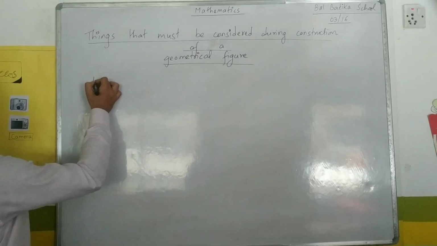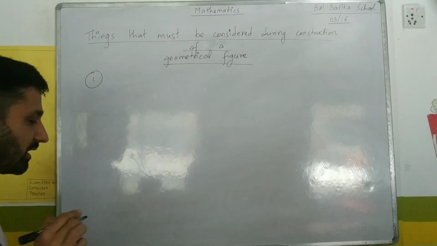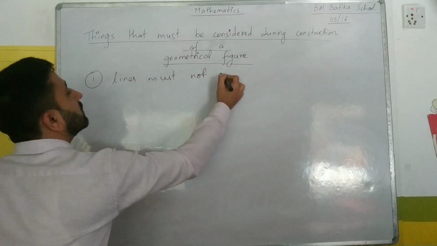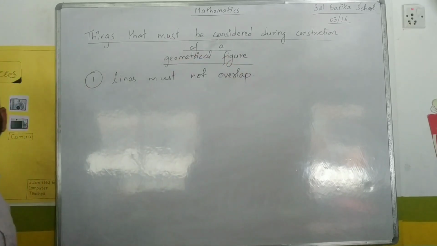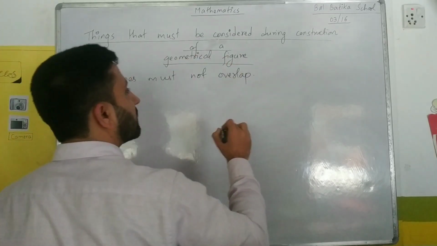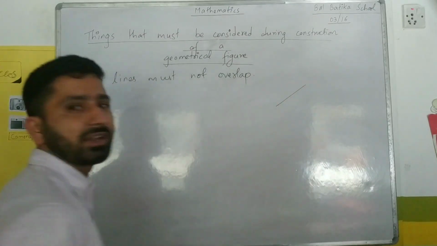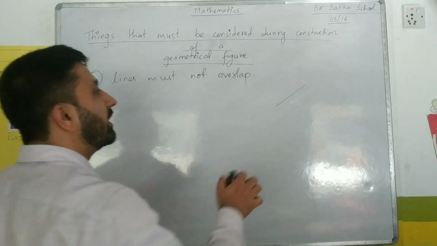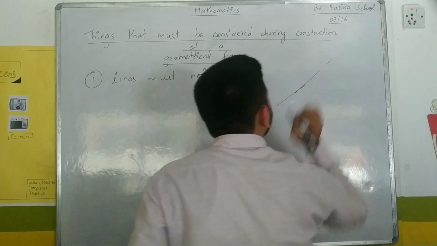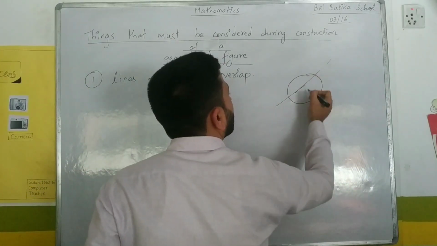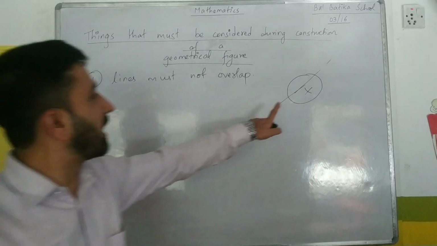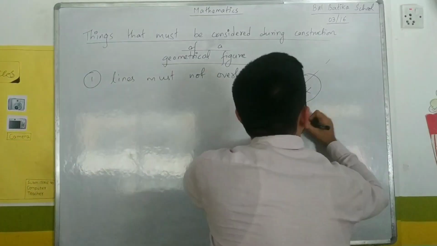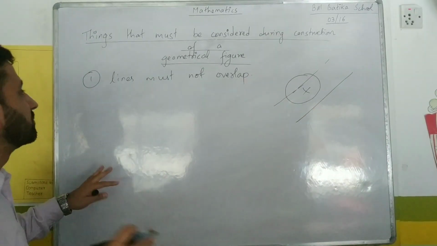The first thing that must be considered is that the lines must not overlap. Actually, this is the place where most of the students make errors. What do they do? They construct a line using a scale. Now whenever they have to elongate this line, they do like this. Now look, here is the place of overlapping, and this must not be done. No overlapping while constructing a geometrical figure. The straight line must go like this, smoothly. Okay.